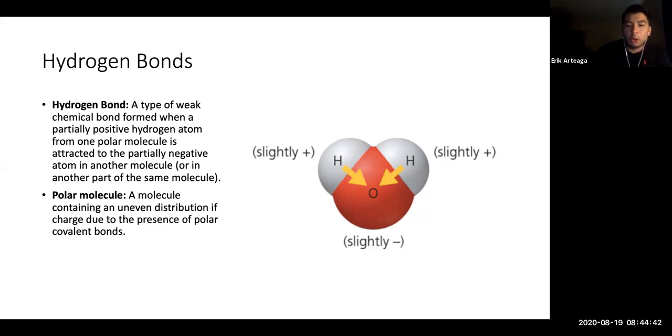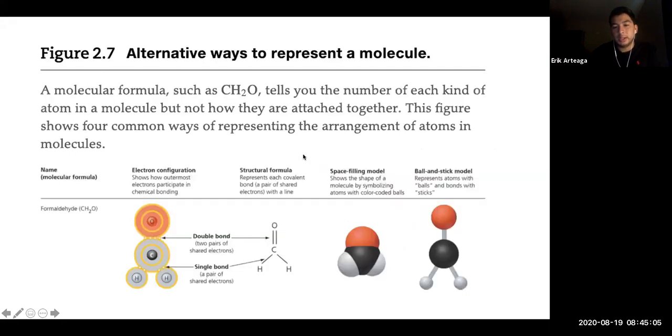So what is a polar molecule? A molecule containing an uneven distribution of charge due to the presence of polar covalent bonds. Okay, so a polar molecule just means that you have a positive charge on one side and a negative charge on the other side, right? There's polarity, there's poles. There's one positive, one negative. Okay, this is just referring to the charge, and this makes sense, especially when we look at this ball and stick model.